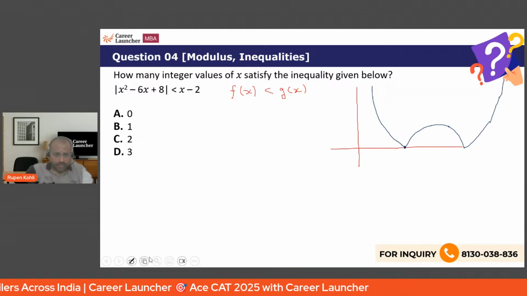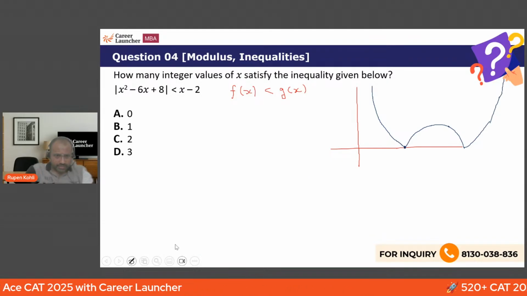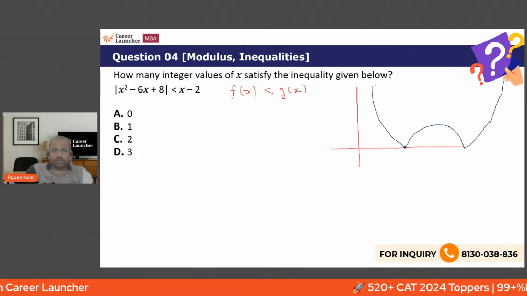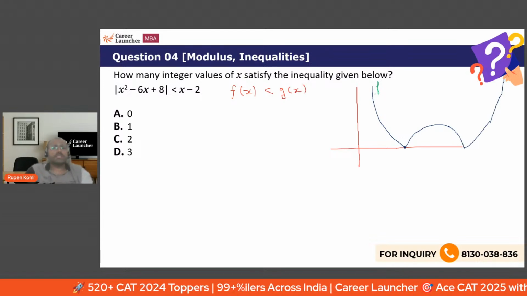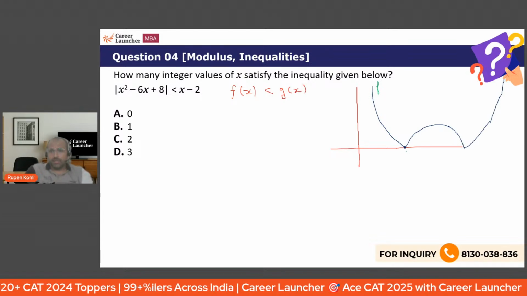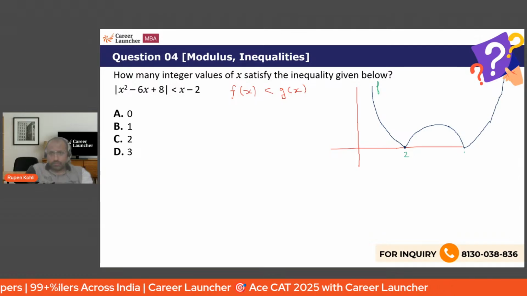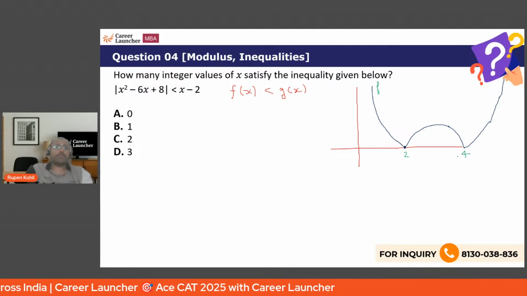All right, so I'm trying to keep the colors different so that you can easily understand the graphs. So the blue one is the f(x). This is my f(x). Now comes my g(x), which is a simple straight line, y equals x minus 2. Remember, these were the roots which are 2 and 4, right, of the quadratic.